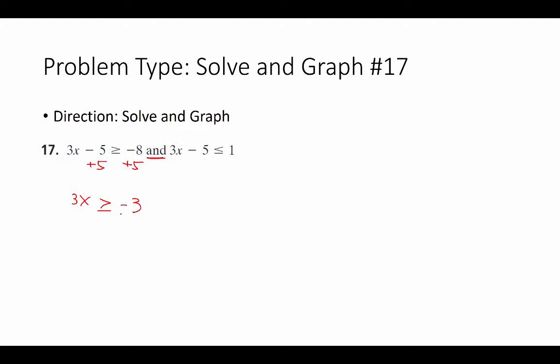And this may trick you, but because I'm dividing by 3 on both sides, I do not have to switch the symbol here. Had I been dividing by negative 3, then yes, I would have to. So x is greater than or equal to negative 1, and we can keep that "and". And over here, just add the 5 on both sides, and I have 3x is less than or equal to 6, and then divided by 3, so x is less than or equal to 2.